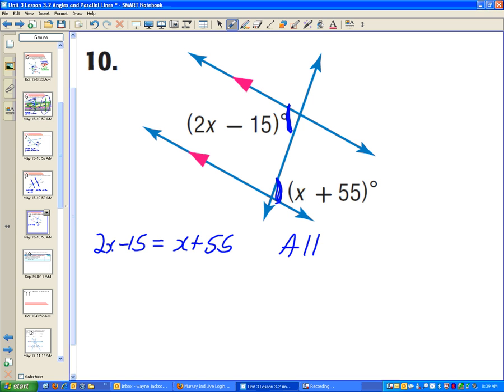So I can go ahead and explain alternate interior angles theorem. Subtract x. Add 15. I got 70. What'd you get? Okay.